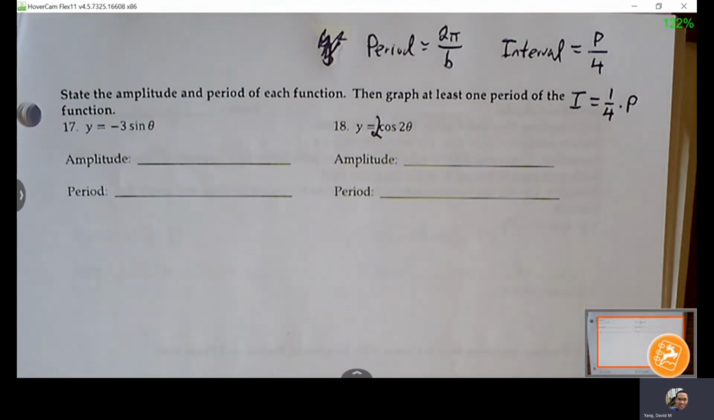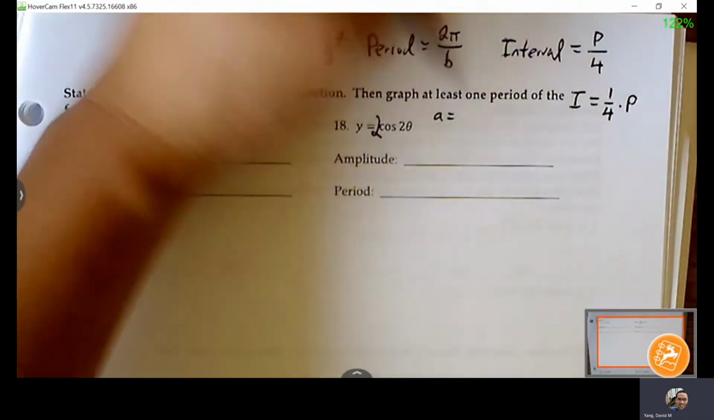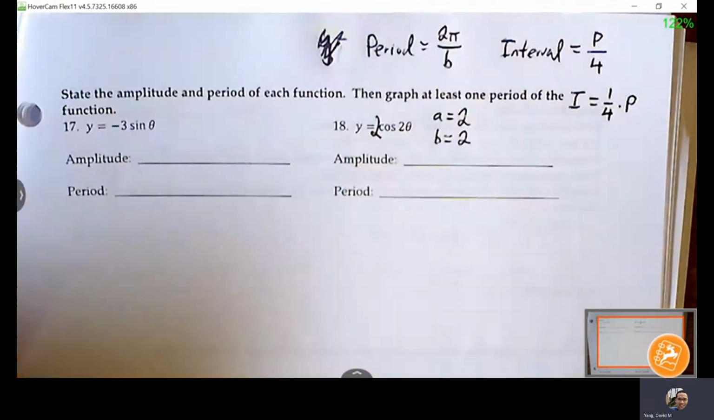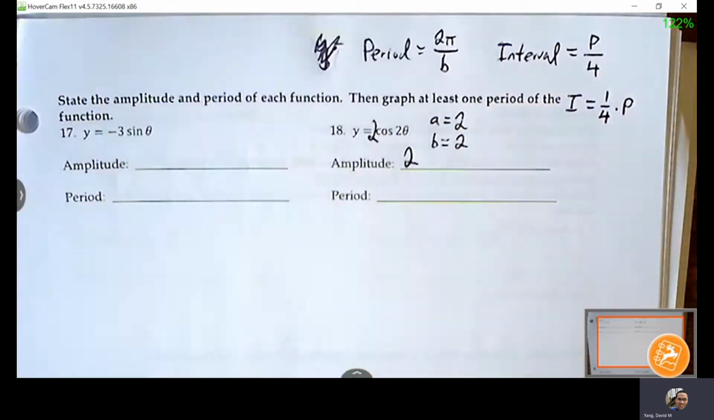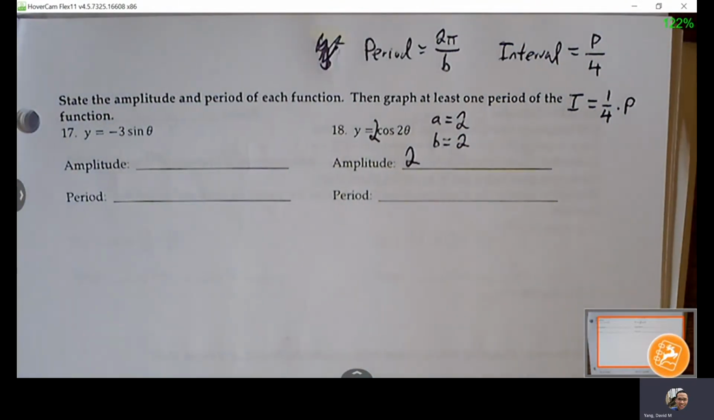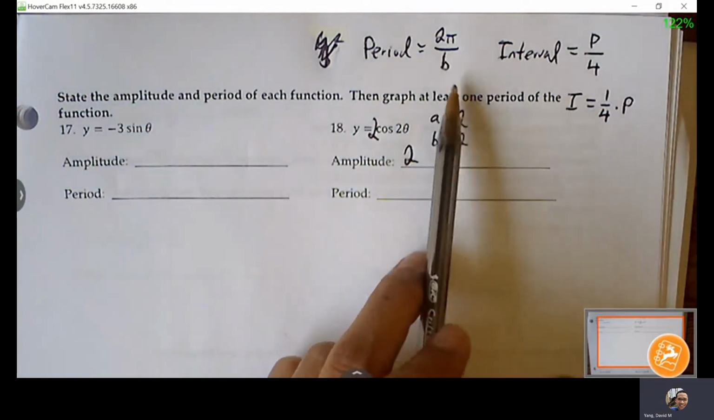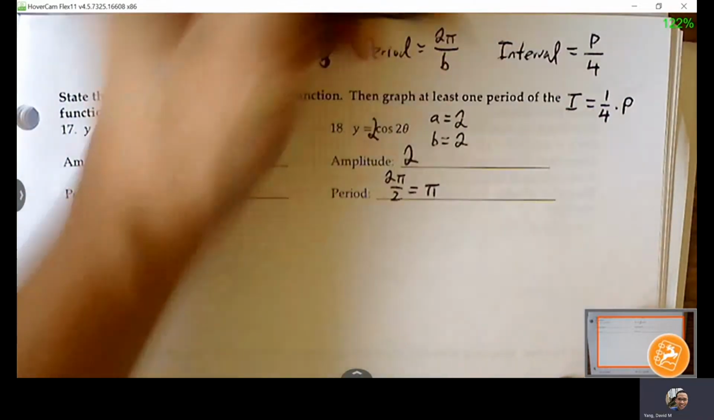Okay, so 18, we have y equals 2 cosine 2 theta. What's my a and b value? A is 2 and b is 2. Okay. So amplitude is just going to be 2, right? No changes if it's just positive. All right, so period. Here's our formula. 2 pi divided by 2. What's the period? Just pi.